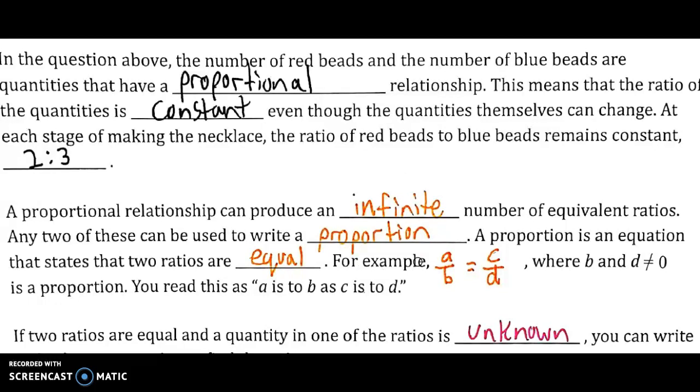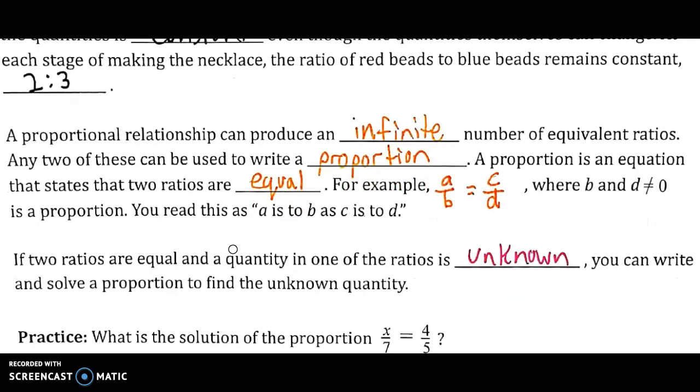An example of a proportion would be A over B equals C over D, where B and D can't be 0 because, again, we can't divide by 0. So again, that would be our example of a proportion. And one way we read those proportions, I know I said over, but we could read that as A is to B as C is to D. So kind of like an analogy.